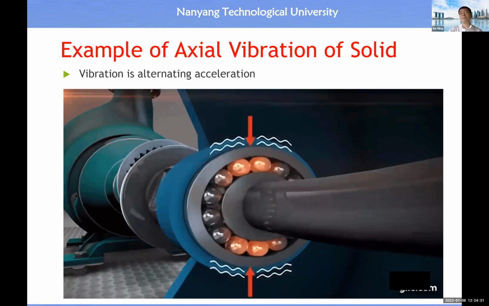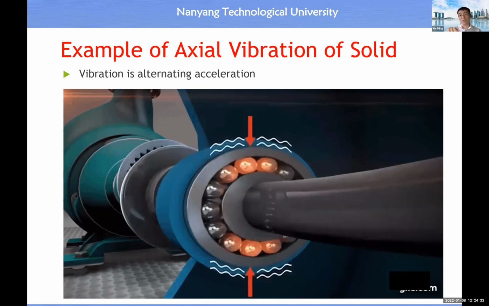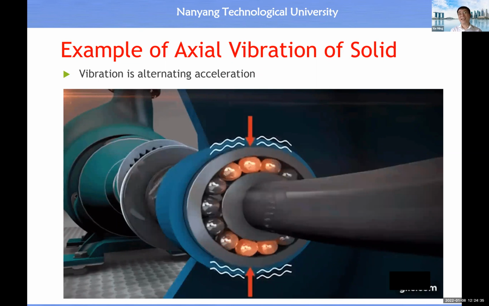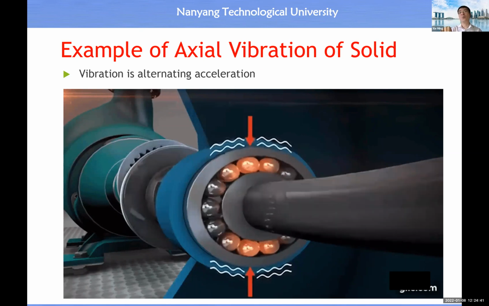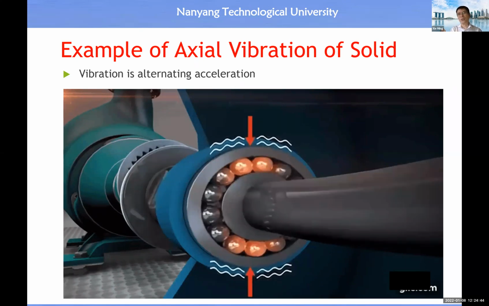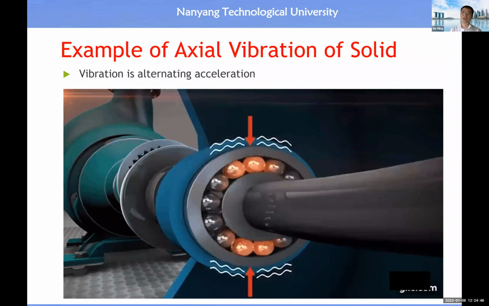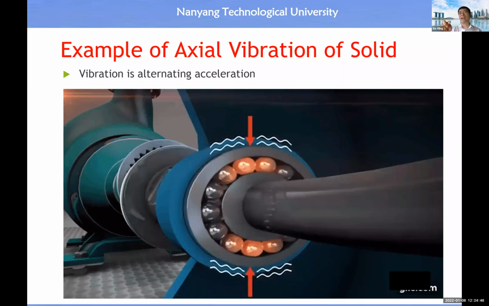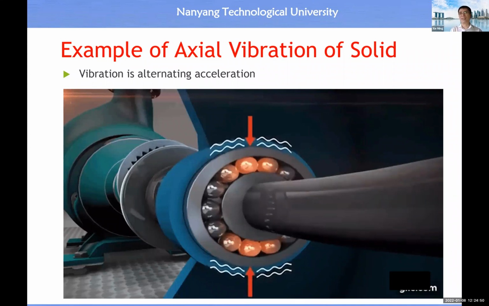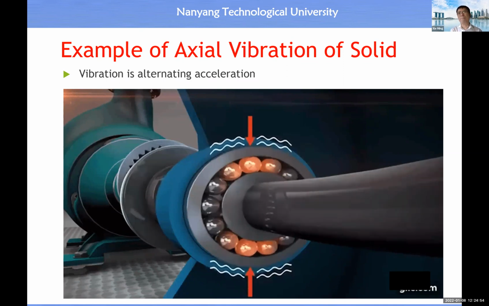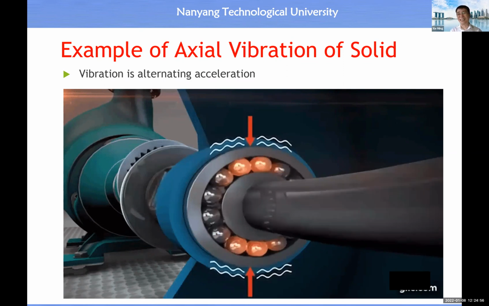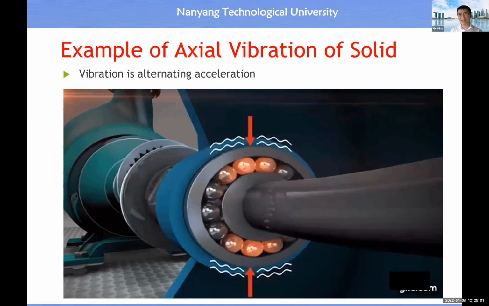In this case, vibration refers to alternating acceleration. So you accelerate upward, accelerate downward, accelerate upward, accelerate downward. And here we do not use the term deceleration. If there's acceleration, it could carry a positive sign or negative sign. It is simpler for us to stick to a single keyword. That means acceleration could be a positive value or negative value.